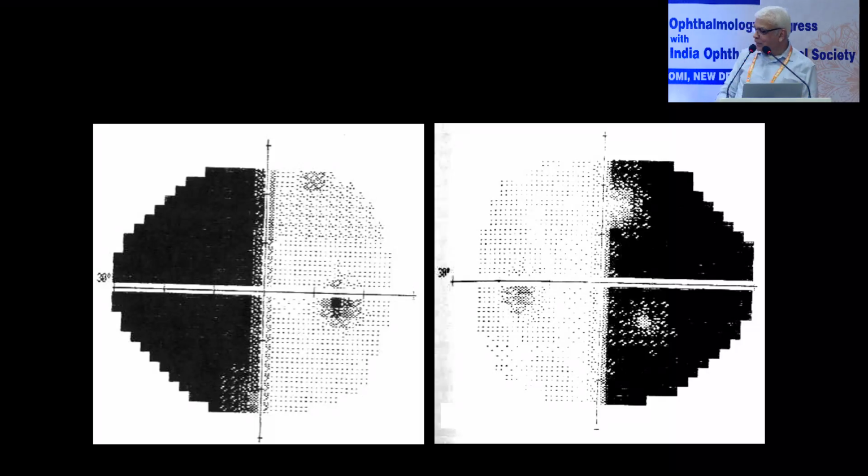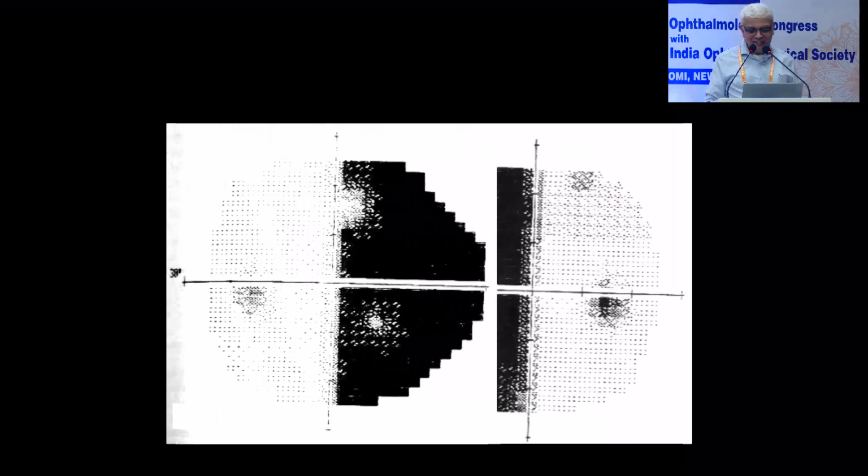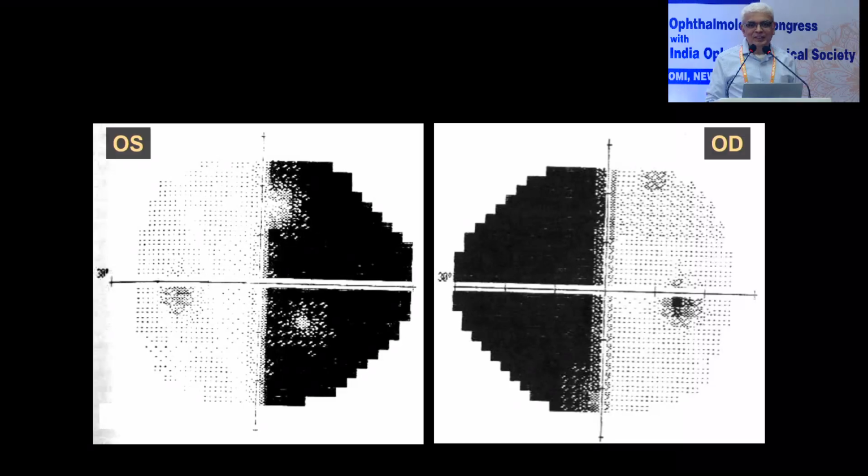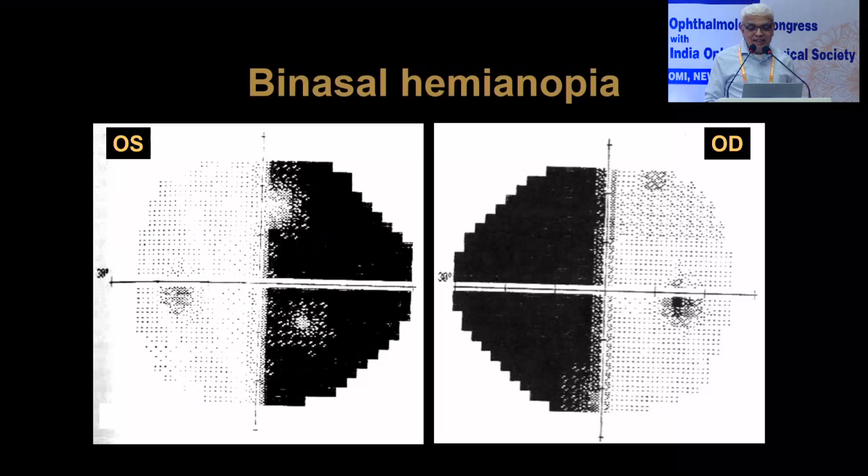Okay, where are the blind spots? One is present, the other one is also there, kind of. Yeah. Except that this is actually flipped over. So this is how you should look at it. Otherwise, if you just hold two fields randomly in front of you, you're prone to make this mistake and call it a bitemporal hemianopia. So this is a binasal hemianopia.